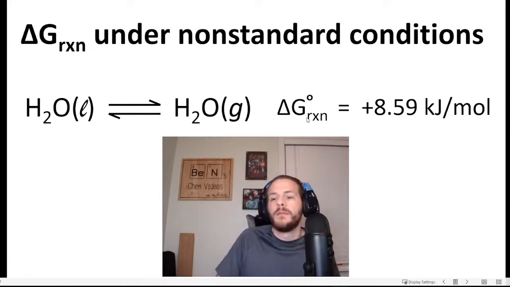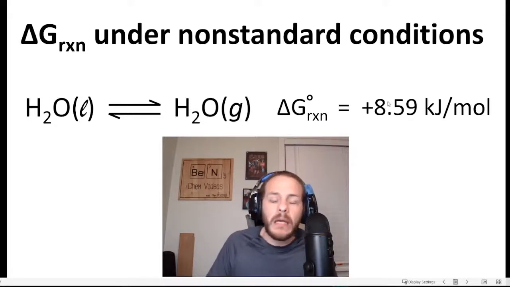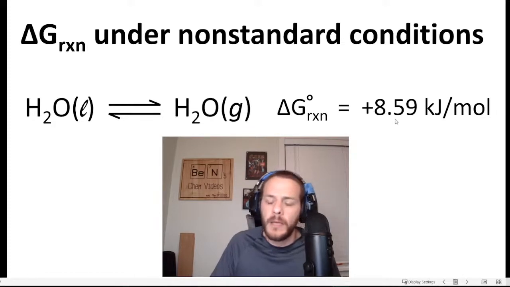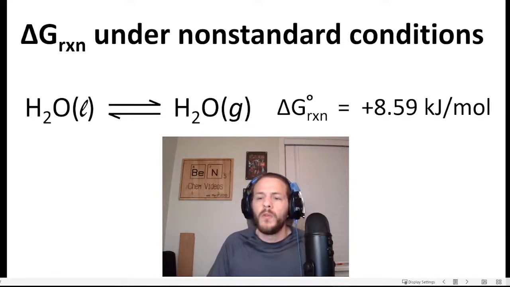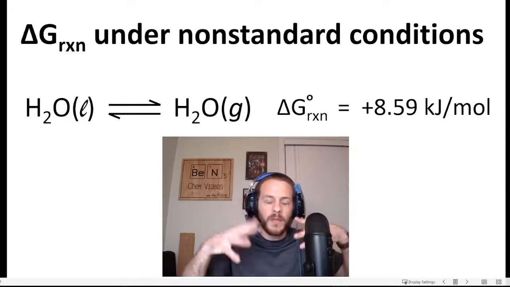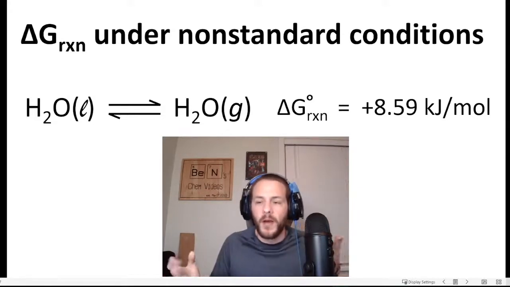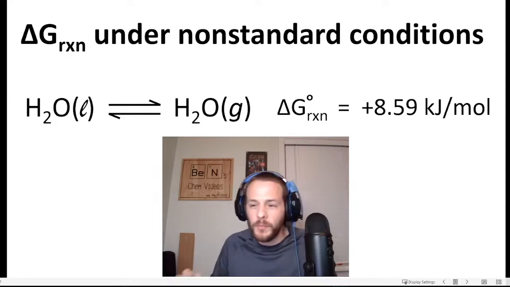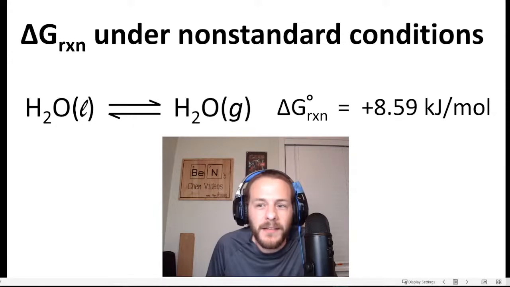And the standard Gibbs free energy change of this process is shown, coming in with a value of positive 8.59 kilojoules per mole, right? So under standard conditions, this process, liquid water evaporating, is not spontaneous, because it has a positive value of delta G, right? But if you are in your kitchen and you spill some water on the floor, it evaporates spontaneously.